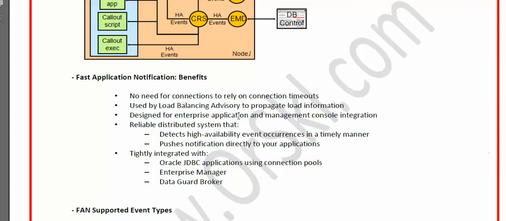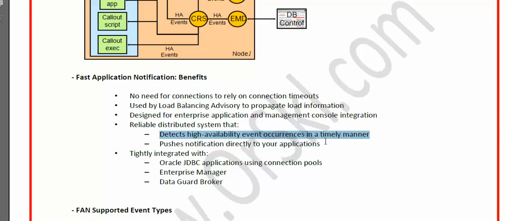And the benefits, as I told you: no need for connections to rely on connection timeouts. For failover on the client side, it would always wait for 10 minutes to go to the next available node, so that will be avoided. And it is used by the load balancing advisor to propagate load information, definitely, because it is there by default; when there is FAN, SCAN is always available. It is designed for enterprise applications and management console integration. That means your FAN is also integrated with database control, that is your OEM as well, so you can actually manage it from OEM. And it is reliably distributed because it detects high availability events very timely.